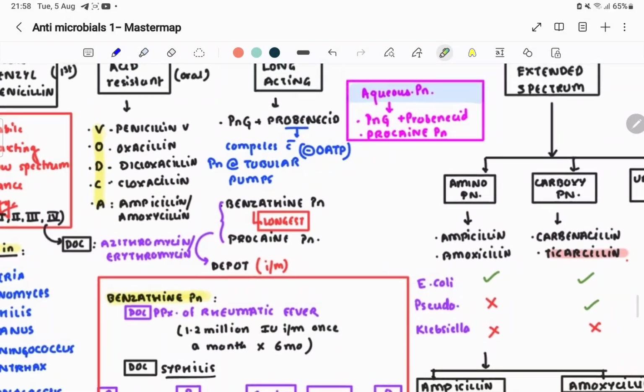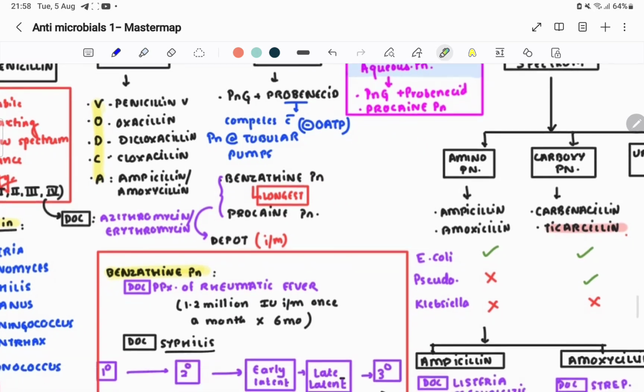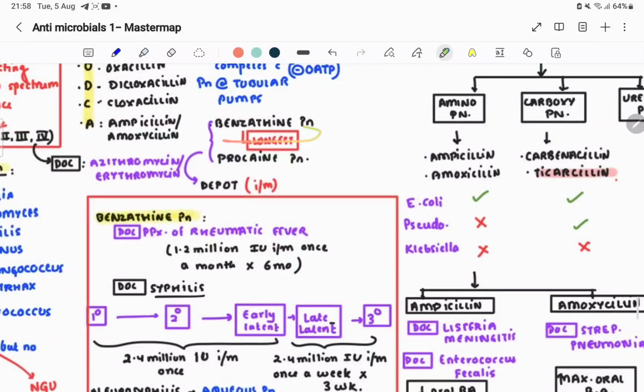So 2 long acting penicillins are there, benzathine penicillin and procaine penicillin, right? One which was commonly used is penicillin G plus probenecid. So if they ask you what is the use of probenecid, probenecid makes the penicillin longer acting. Benzathine penicillin is the longest acting penicillin, and then procaine penicillin.